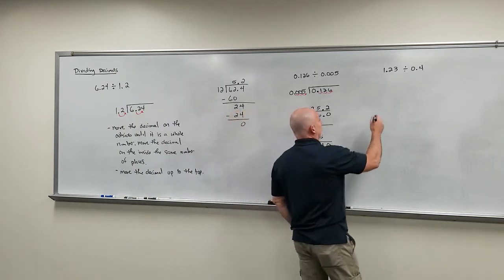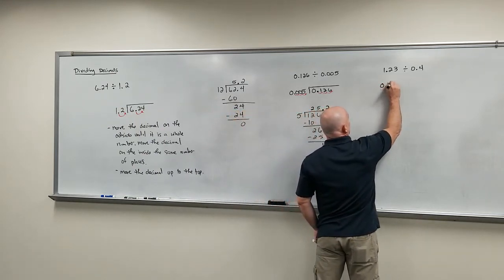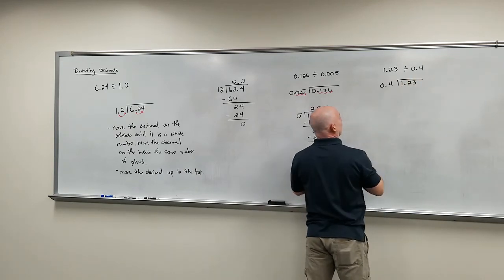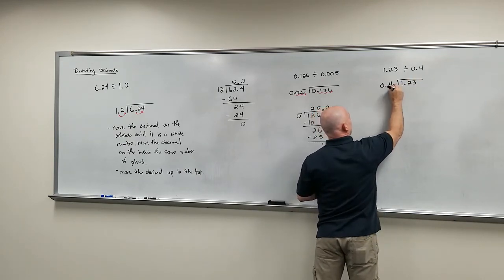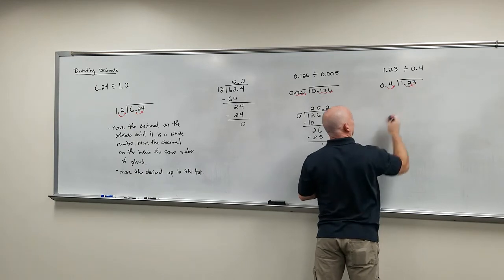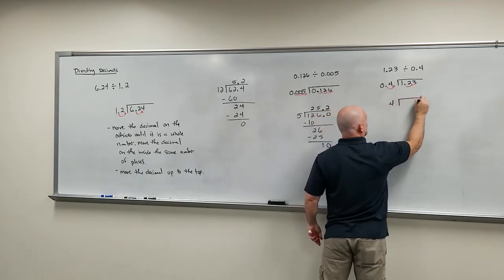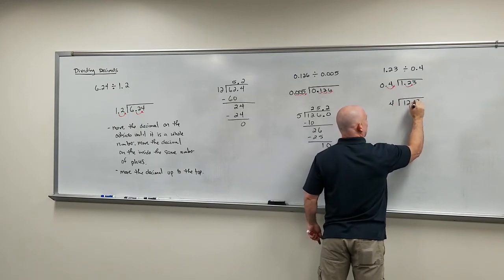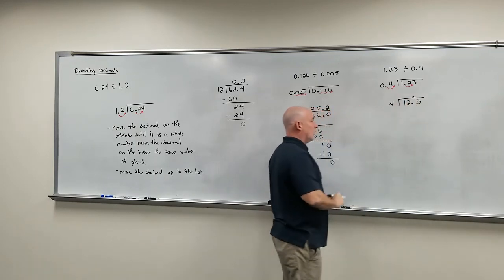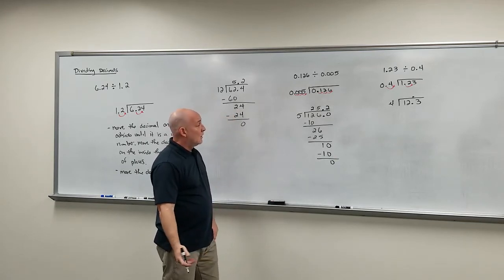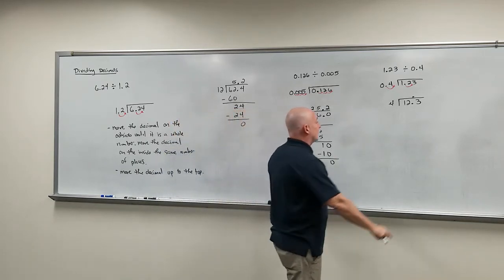So on the outside, we have the 0.4 into 1.23. For this one, the decimal on the outside needs to be moved 1 place, so the decimal on the inside gets to be moved 1 place. So we have 4 into 12.3. As soon as you get your number, move your decimal place straight up to the top. All right, let's start dividing and see what we get.